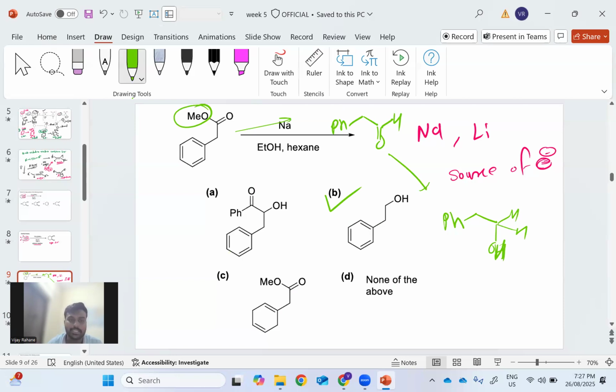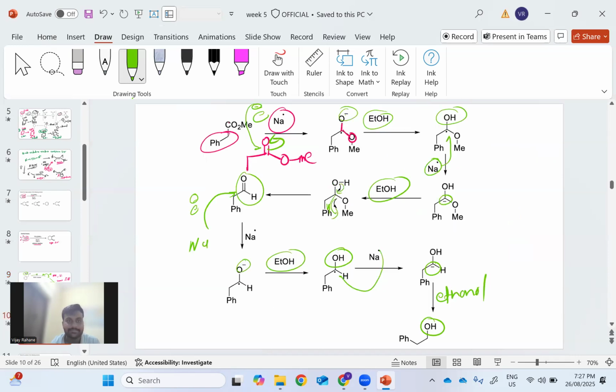Even here, if instead of the ester you have the aldehyde, then also the product will be the alcohol, because the aldehyde can also be converted into the alcohol with sodium metal.